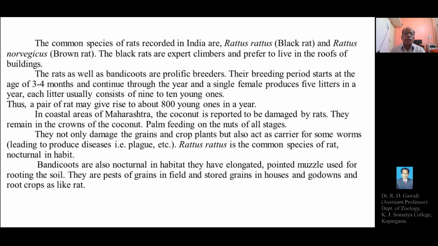So rats and bandicoots both have much importance as far as acting as pests and causing much loss of the stored grains in the storehouses, or even the variety of crops in the field also.